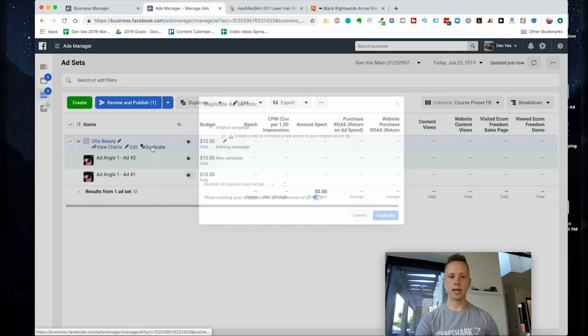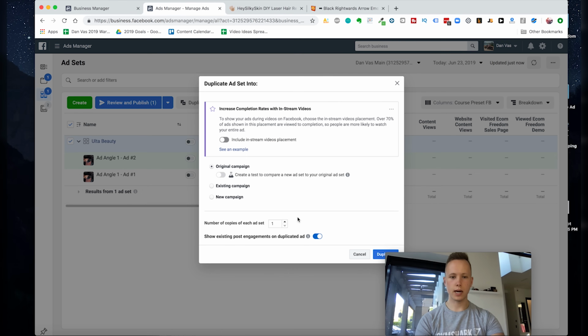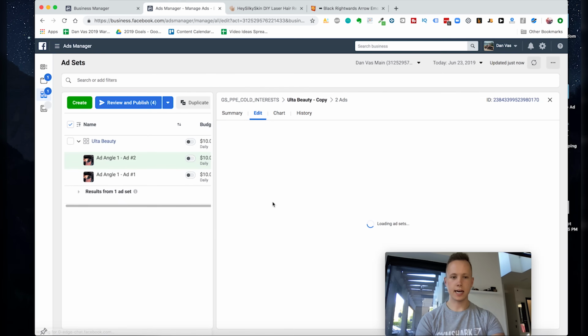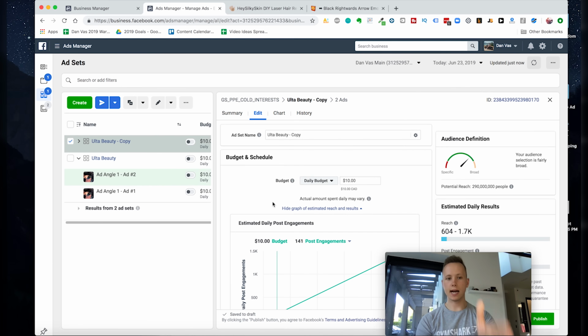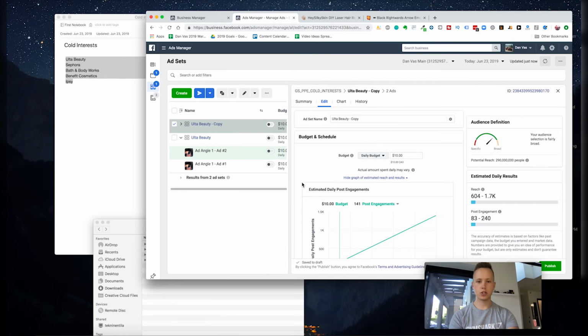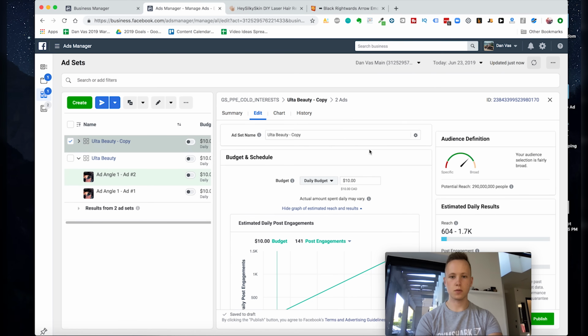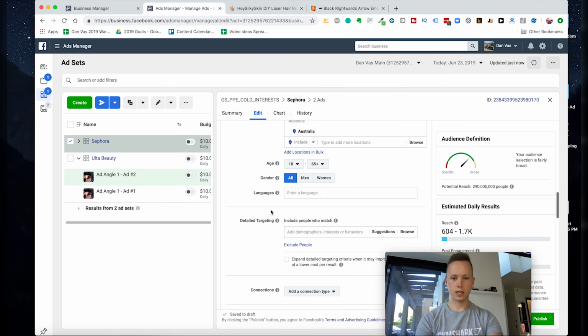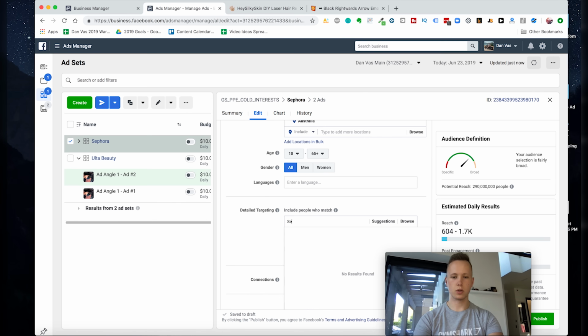Now we're going to duplicate the ad set. And we're going to go and do original campaign, duplicate. And by the way, at this point, we already have all of our ads in that ad set. And we're going to go and choose our next interest. So it'd be Sephora. All right, Sephora, $10 daily budget. You would go and then do those countries. I actually forgot to put in the interest, so we do Sephora here.